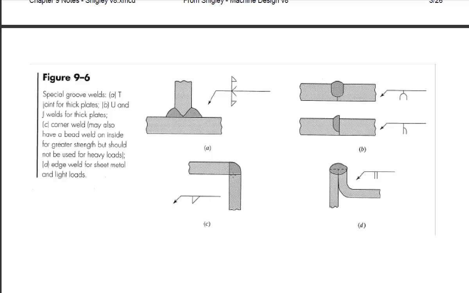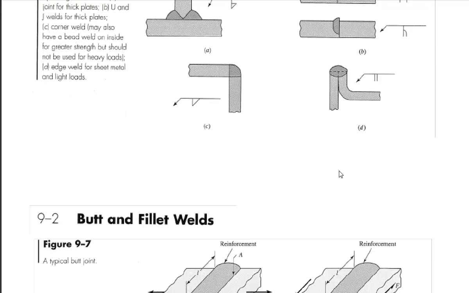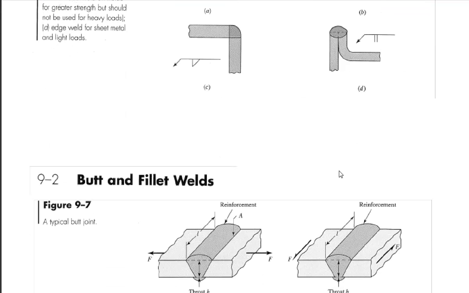This would be a simple fillet weld between these two plates, and this would be a parallel weld or a butt weld between these two plates. You'll see a few more weld symbols, and we'll talk about that just a bit more, but not much more.